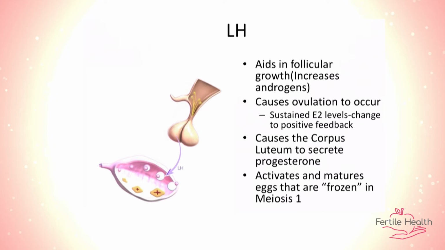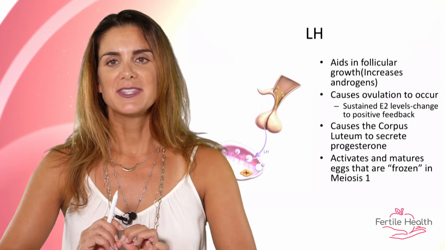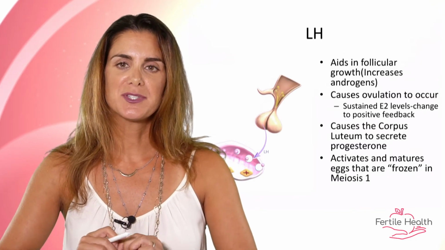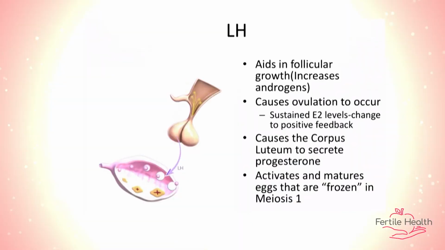And the other thing it does, which will be discussed further in the meiosis talk, is it activates and matures eggs that are frozen in meiosis 1. So meiosis is cell division for sex cells. There are 2 points at which it freezes, and the LH surge, either that person's own LH surge or when we give somebody LH, will induce that first process of meiosis to resume again.